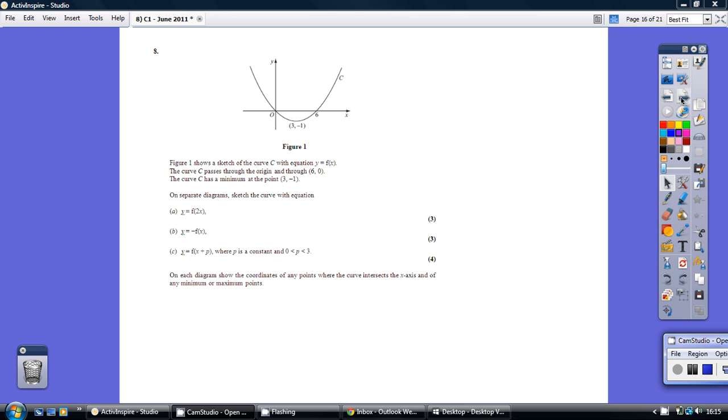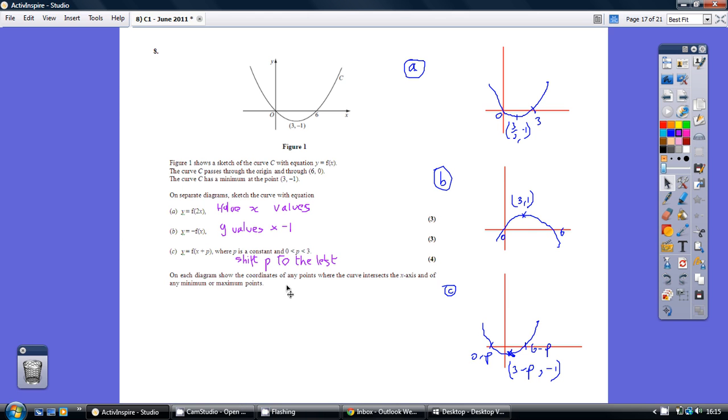Question 8. So, reasonably straightforward, I think. Remember, anything inside the function affects the x values and does the opposite to what it says on the tin.